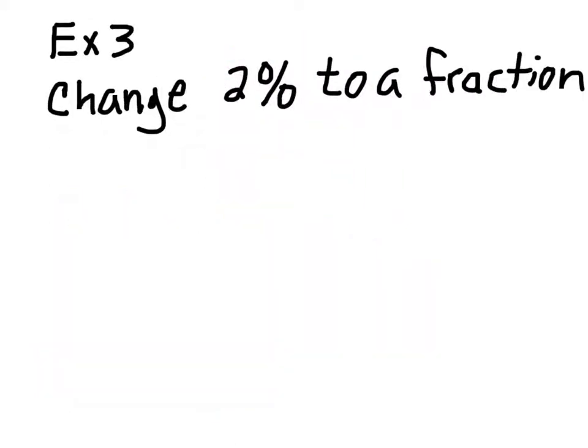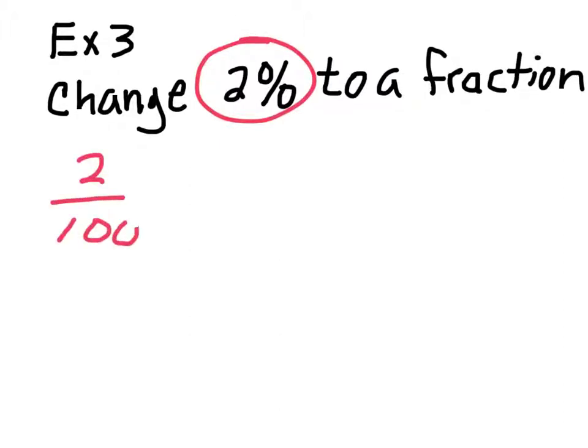Let's take a look at one last example. I'm going to take 2% and change it to a fraction. Well, percent means out of 100. Now I notice both these numbers are even. I can divide them both by 2. 2 divided by 2 is 1, and 100 divided by 2 is 50. I cannot divide both 1 and 50 by anything other than 1. So this is in simplest form. So the topic here today was changing percents to fractions using the fact that a percent means out of 100.